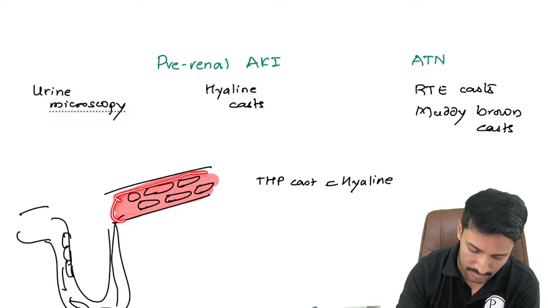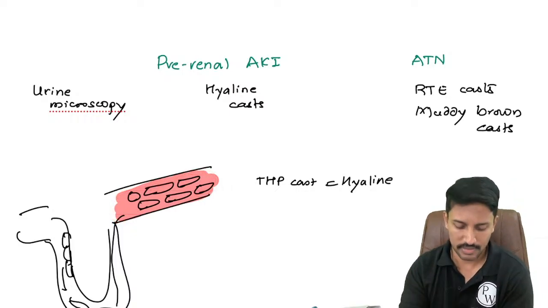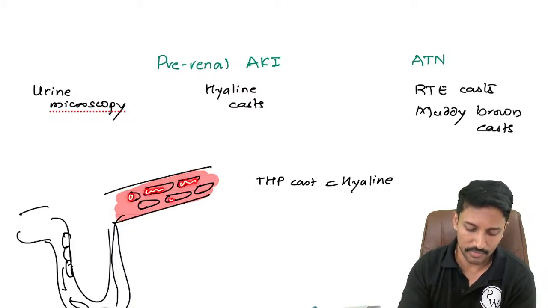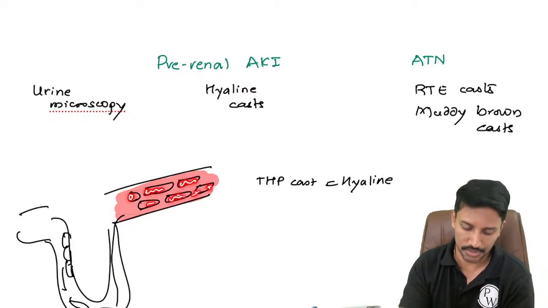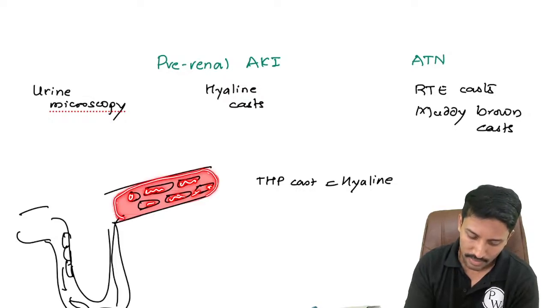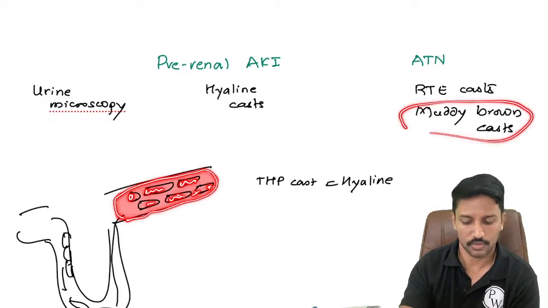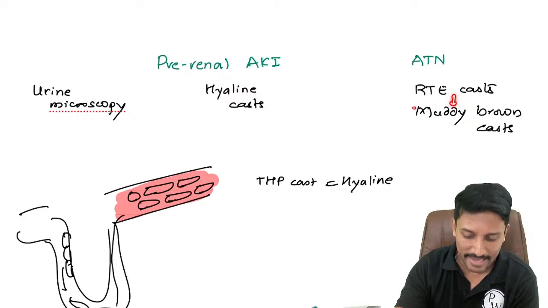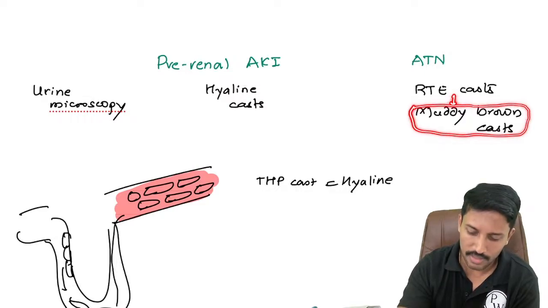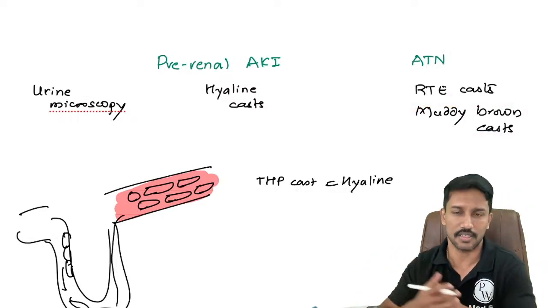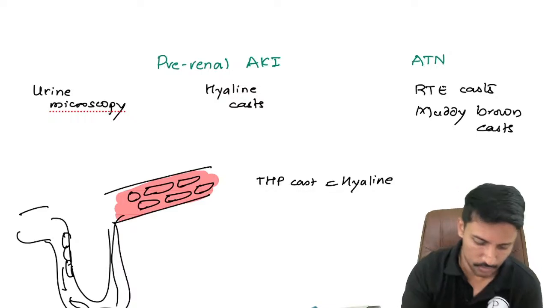Now the same cast, if you allow it some time, the cells will start getting degenerated. They will liberate a pigment called lipofuscin that makes this cast appear as a muddy brown cast. So basically, muddy brown casts are aged renal tubular epithelial casts where the cells have started degenerating. Okay, that is one.